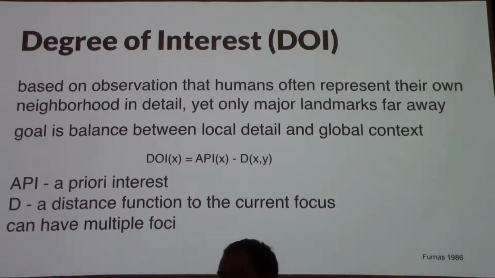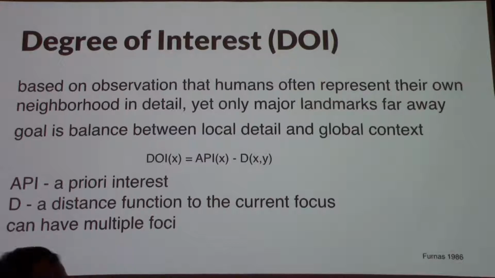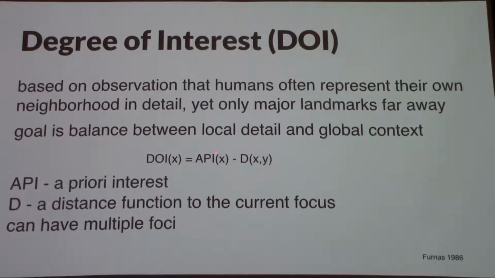And so there's Furnas, in '86 or even '82, the first paper on this was in '82, who came up with this function that defines the degree of interest of an item X. This could be a node in a tree, for example. And so you have two functions here: an a priori interest function and the distance function to the current focus.